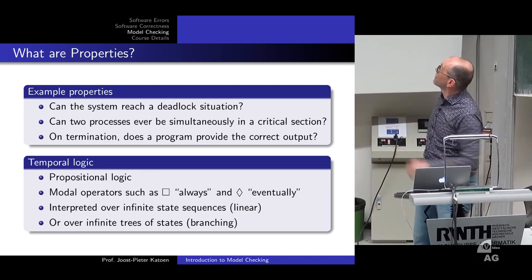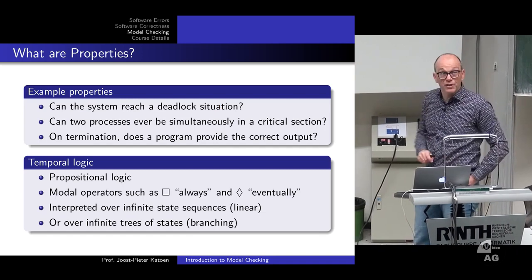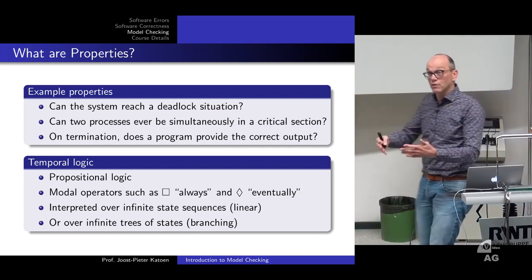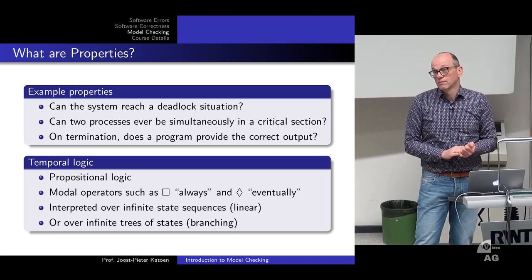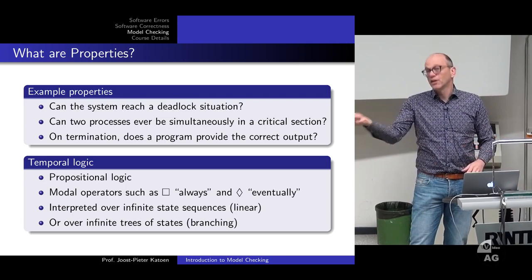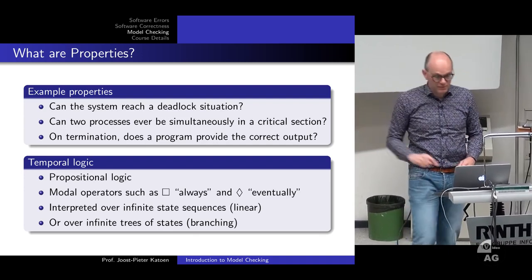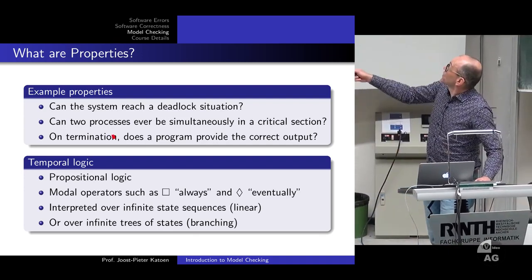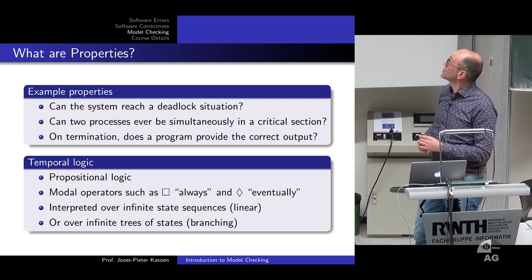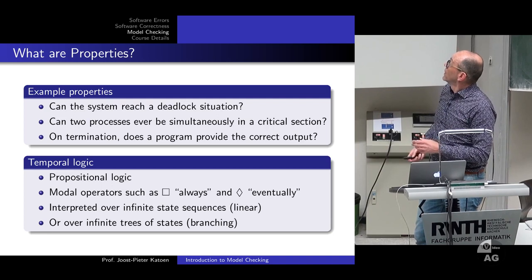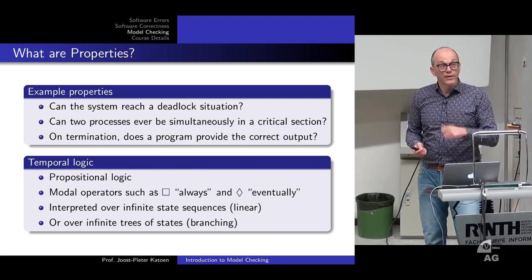Let's first look at some example properties. You would like to check whether the system can at some point reach a deadlock situation, a situation where no progress can be made. This is typically bad. Termination of a program is also a state where you do not make any further progress. That's typically good, not bad. Can two processes, so think about a system that is sharing a resource, and you would like to have that only one process at a time can use this shared resource, things like mutual exclusion.